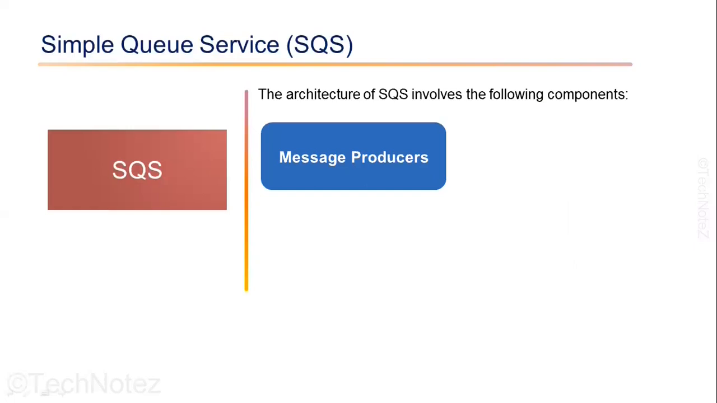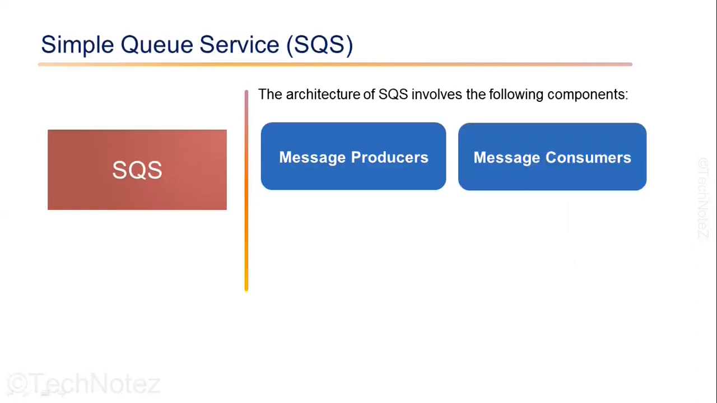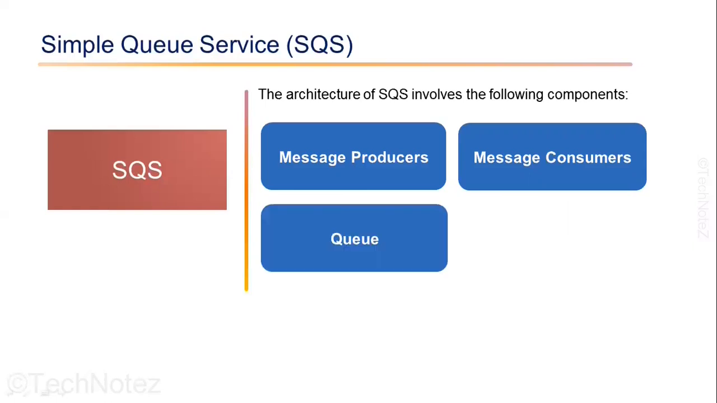These are the applications that send the message to SQS. A message producer sends a message to an SQS queue. Message consumers. These are the applications that receive the message from the SQS queue. A message consumer polls the queue for the new messages. Queues are used to store the messages temporarily until they are processed by the consumer. When a message is retrieved, it is removed from the queue and processed by the consumer.